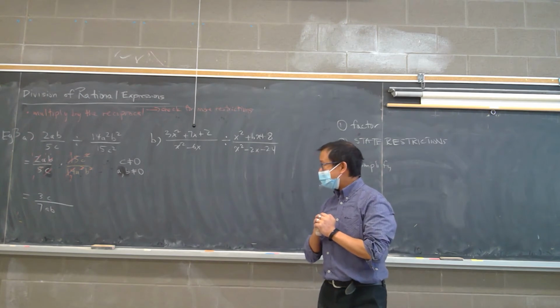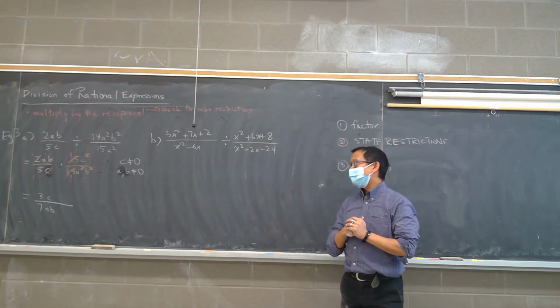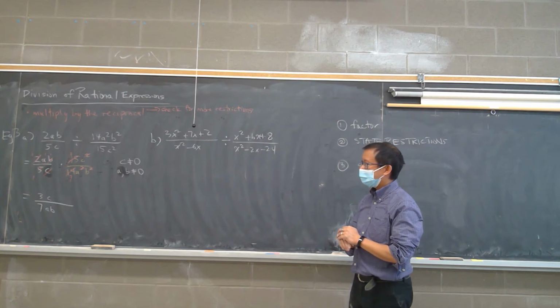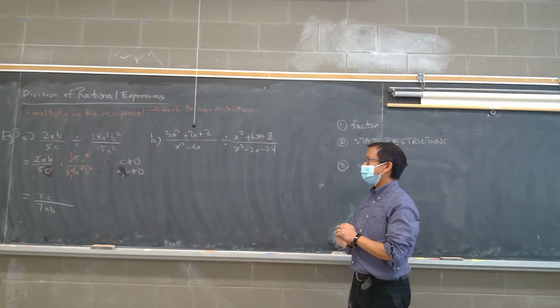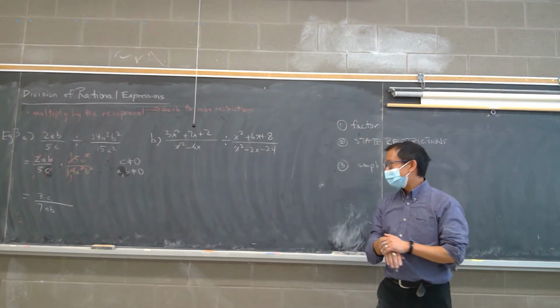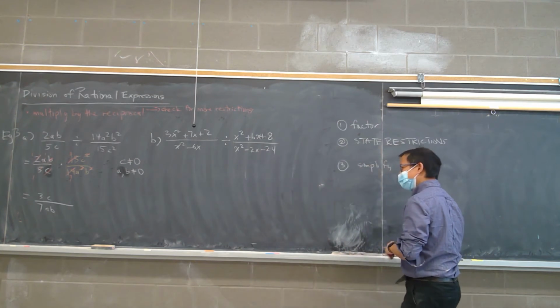So, for question B, it's a little harder. We have 3x squared plus 7x plus 2 over x squared minus 6x, divided by x squared plus 6x plus 8 over x squared minus 2x minus 24. Again, I recommend you go this slowly and carefully. So let's start factoring.